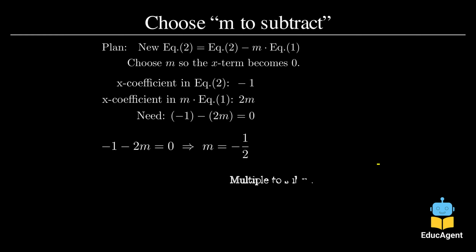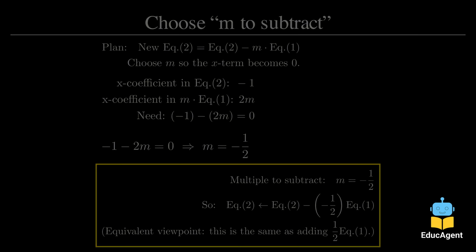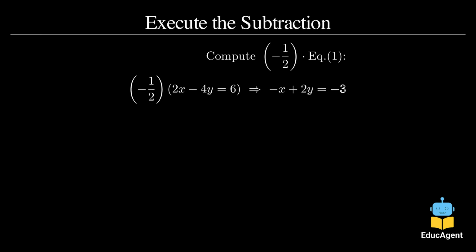The official subtract a multiple answer is m equals minus 1/2. If you prefer, you can think of it as adding half of equation 1. But we'll keep the subtraction framing. Since we are subtracting negative 1/2 times equation 1, let's first compute that scaled equation.